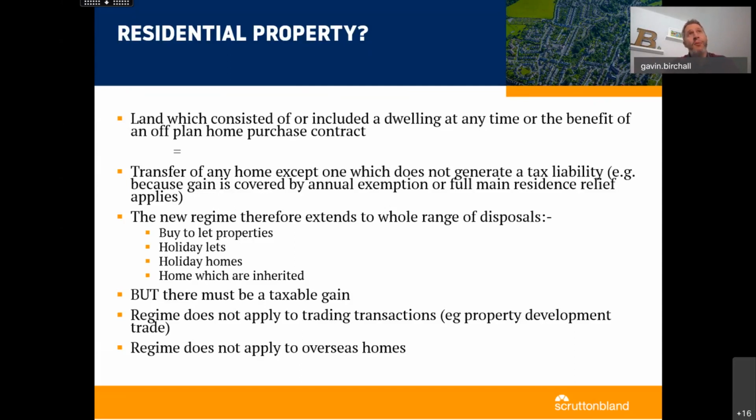And the regime doesn't apply to trading transactions. So if you bought the property, redeveloped it, and then sold it and reported that as a trading income, then that would not be covered within these new rules and just needs to be reported in the usual way. Also, the regime doesn't apply to overseas homes.